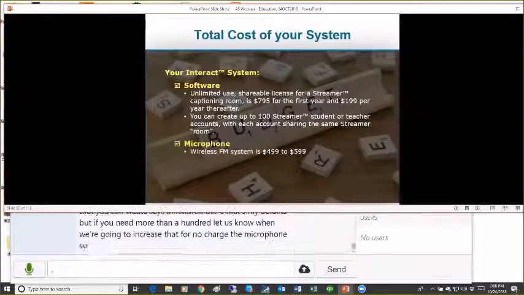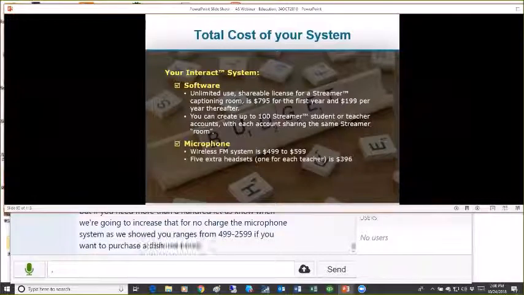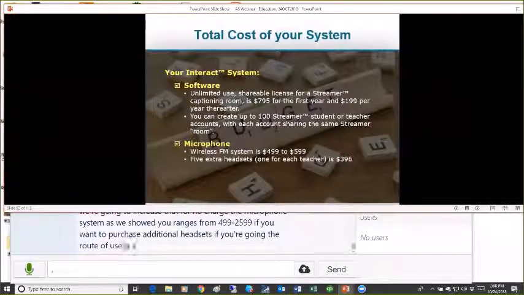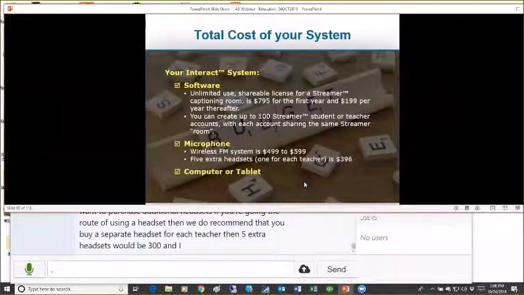The microphone system, as we showed you, ranges from $499 to $599. If you want to purchase additional headsets, if you're going the route of using a headset, then we do recommend that you buy a separate headset for each teacher. Then 5 extra headsets would be $396.